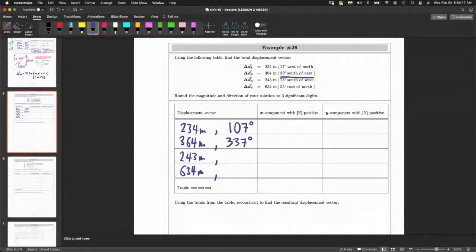Perfect. The third one, 73 south of west. That's hard to say, sorry. I'm slobbering here, south of west. Anyway, what's the angle for that one?